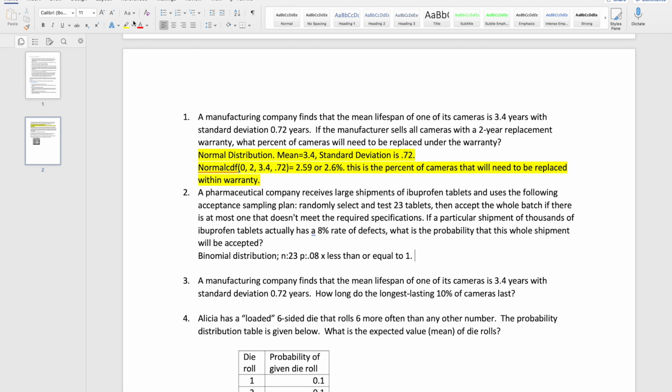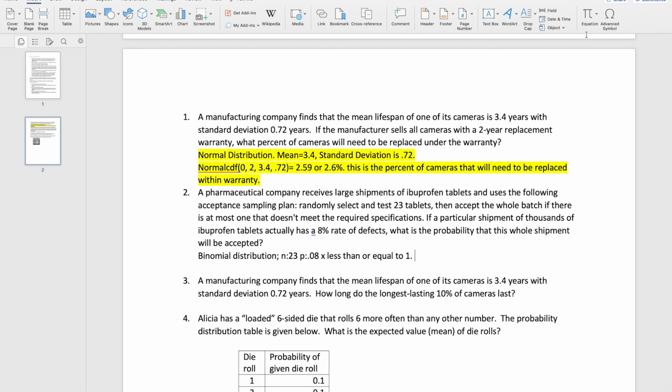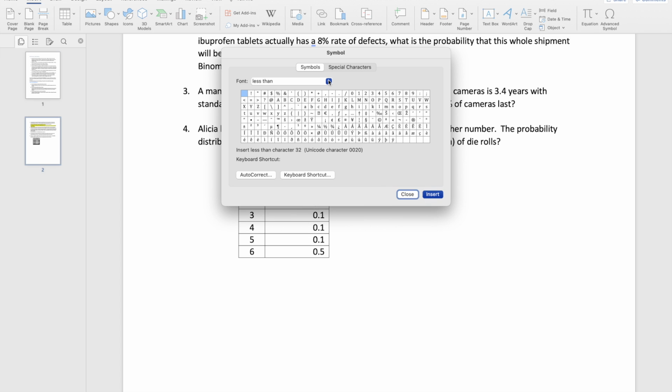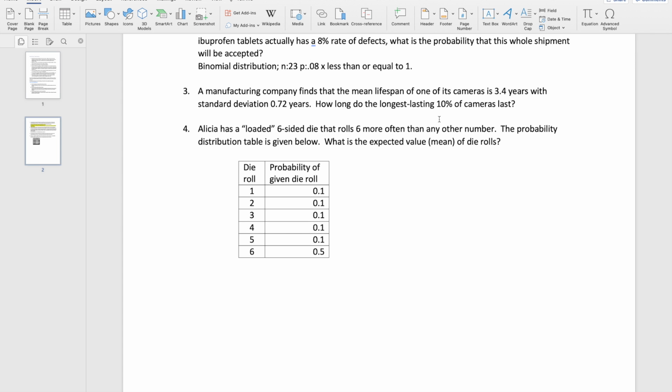Let me see if I can write here. Insert symbol. We'll give this a little bit to wait. Less than or equal to. I can't find it, but it would be this symbol with a little bar. So we'll just leave it as this.